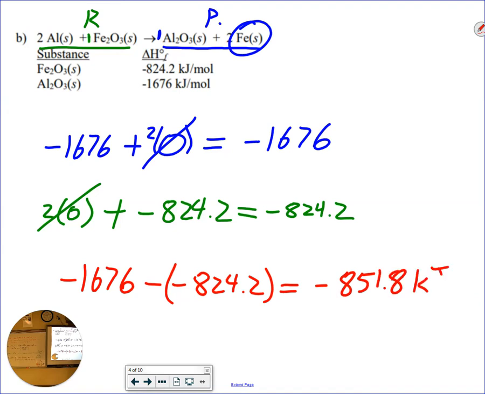Okay, kilojoules. Now, let's common sense this and make sure it makes sense before we move on here. We've got a negative being subtracted from a negative, which is like adding a positive, and so this big number we start with is going to get smaller negative, right? So about half of that's going to be about 800 something. So yeah, totally makes sense.